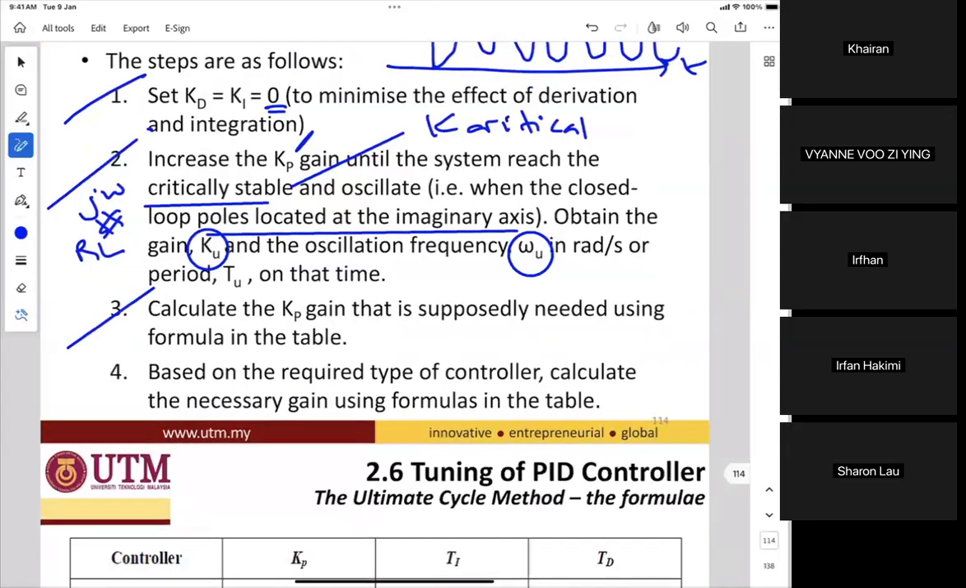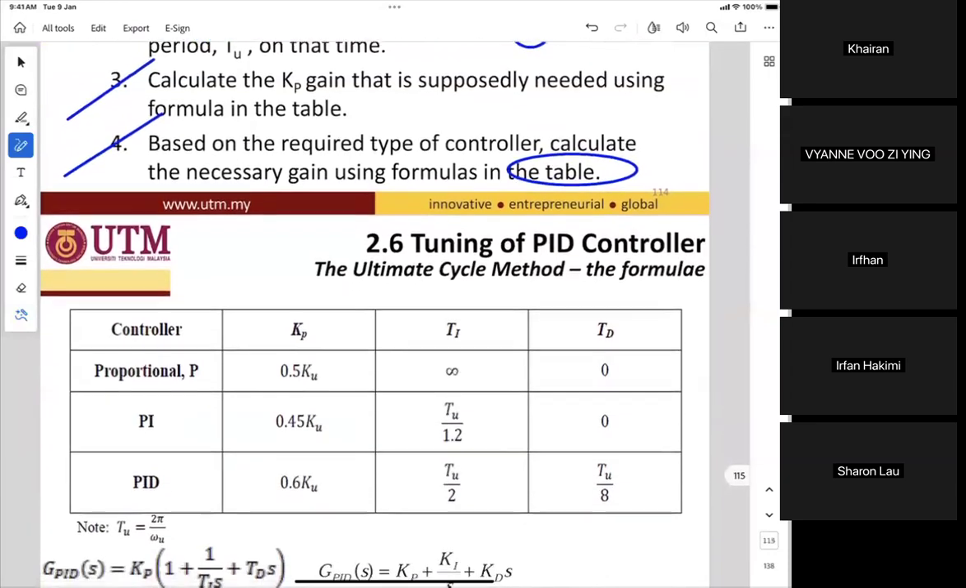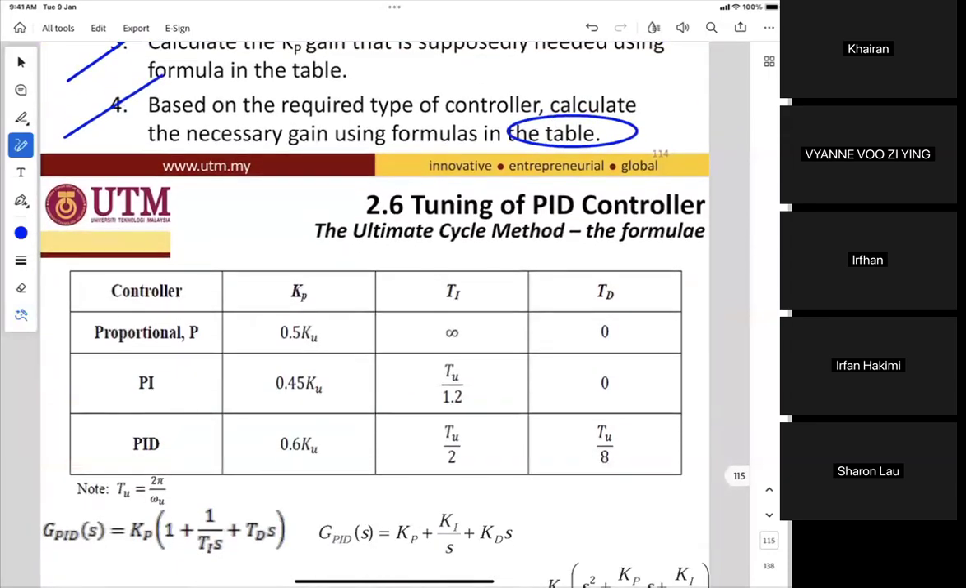Then calculate the Kp gain that is needed using a formula in the table. So based on the type of controller, calculate the necessary gain using formulas in the table. So Ziegler-Nichols must use a table. The table is attached in the test or final exam. So this is the table. You use the last one, PID here.